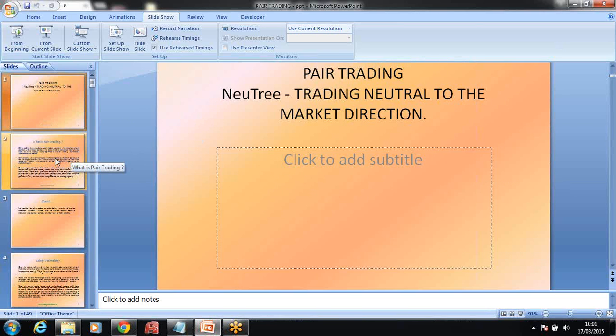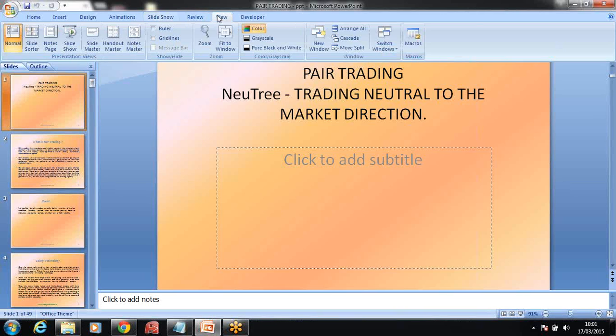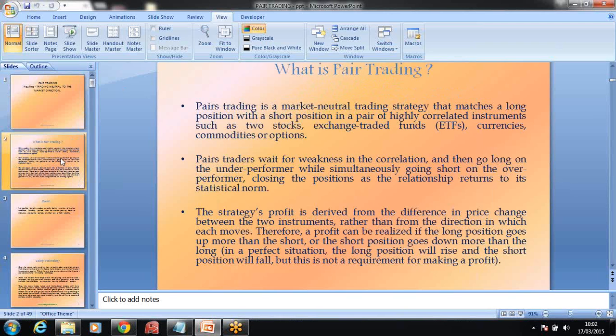So what is this pair trading? Pair trading is nothing but trading neutral to the market direction. Trading neutral to the market direction in the sense that we don't worry about where the market goes, whether Nifty is up or Nifty is down. What we do here is we take two pairs, that is two particular symbols, and then we trade on them. Theoretically, it's a market neutral strategy.